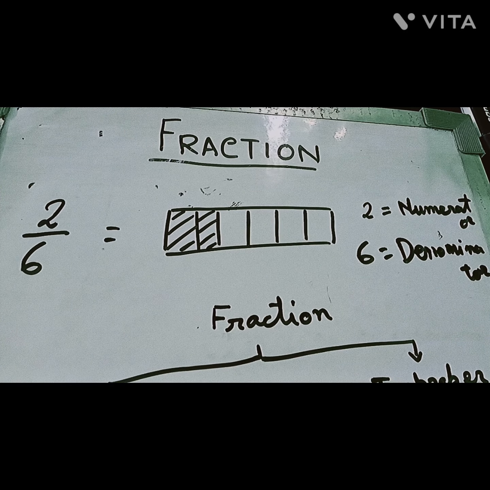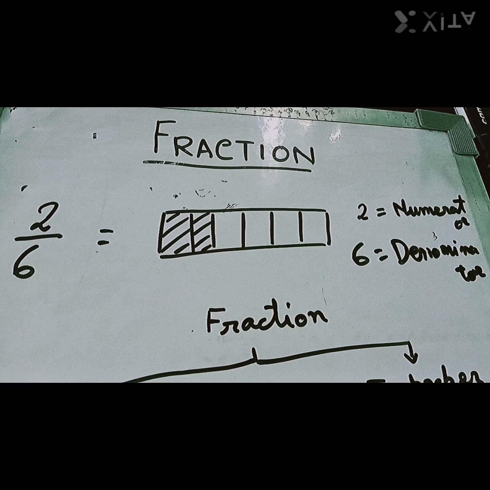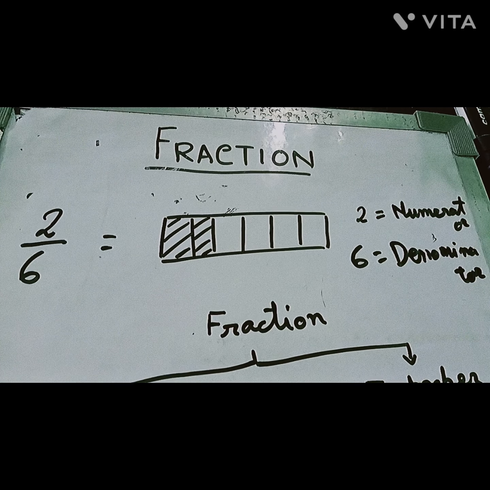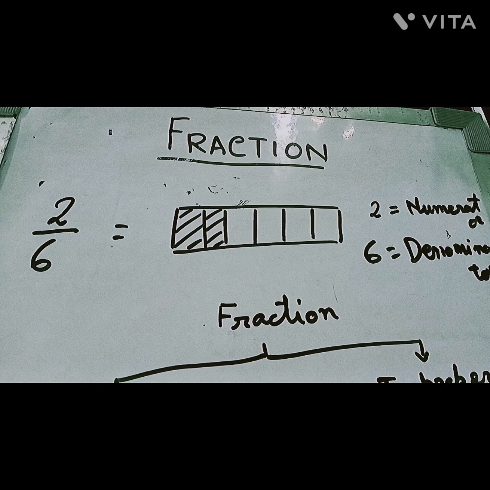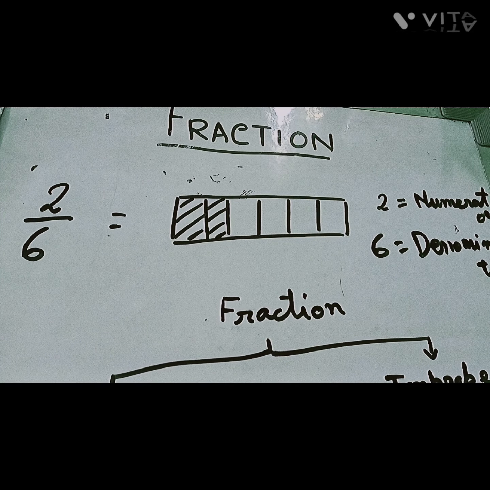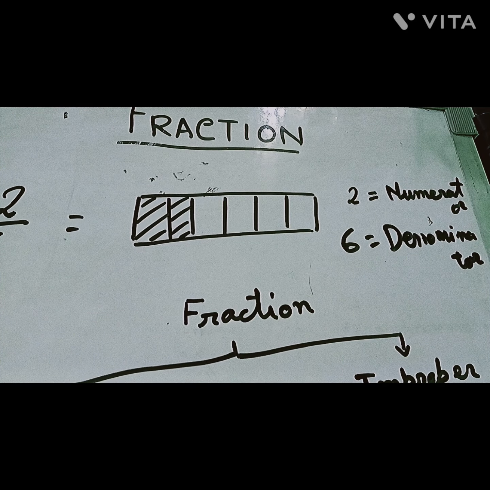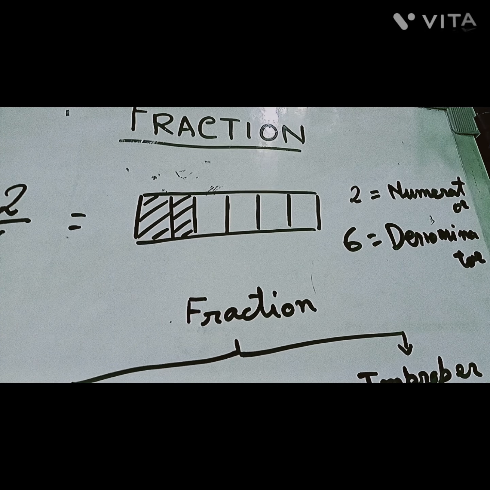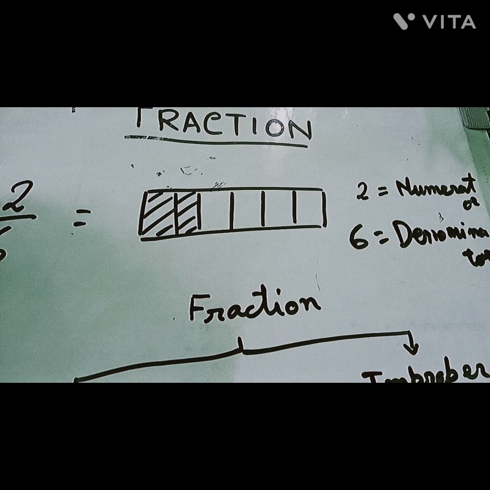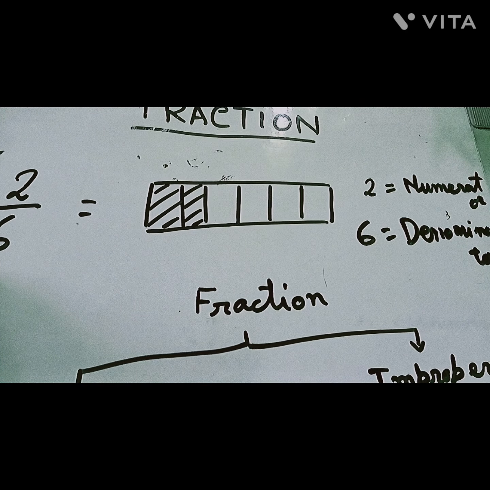The second example is 2 by 6. 2 is part, 6 is whole. This diagram has 6 parts, and out of that 2 parts are shaded. So 2 is the shaded part. This 2 is called numerator and 6 is called denominator. So these are the 2 parts of a fraction: the upper portion is the numerator, the lower portion is the denominator.